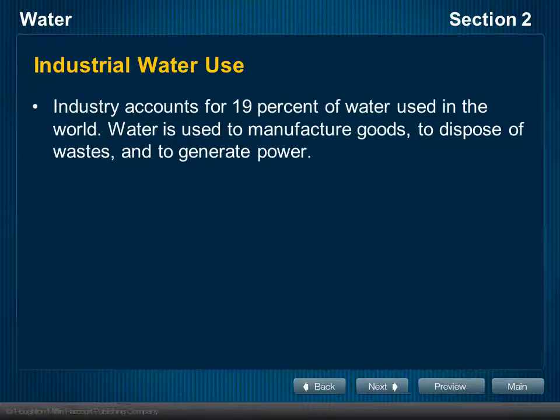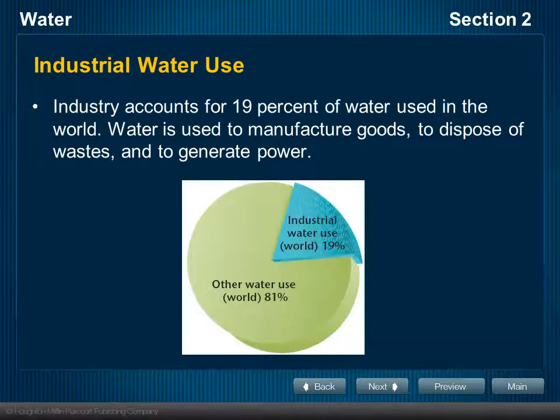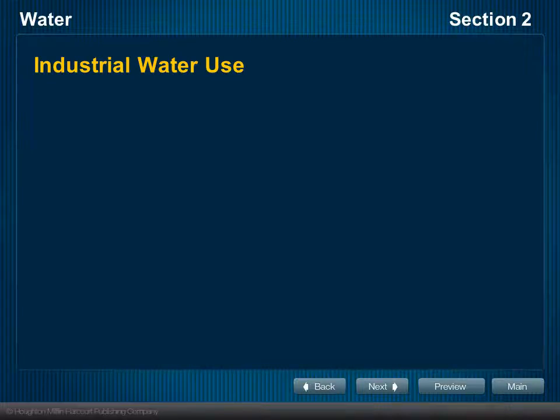Let's talk about industrial water use. We said that industrial water use accounts for 19% of water used in the world. Water ends up needing to be used to manufacture goods, to dispose of waste from manufacturing procedures, and to generate power. And all those are important, especially in an industrialized world. This pie chart shows that 19%, just about one fifth of all the water used, goes to industrial use.